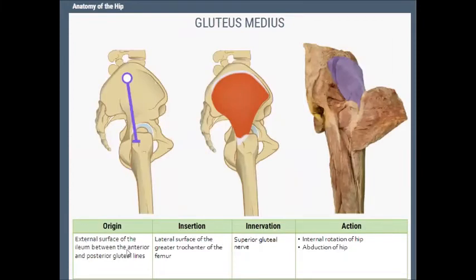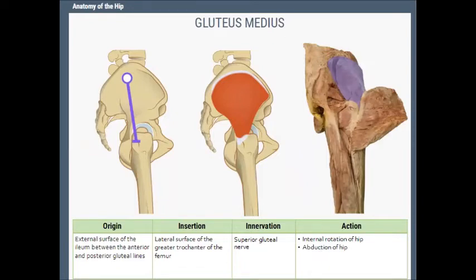Next one is gluteus medius. Origin is the external surface of the ilium between the anterior and posterior gluteal lines. The lateral surface of the greater trochanter of the femur is where the insertion is going to happen. Superior gluteal nerve. Remember, the maximus goes from the inferior gluteal nerve, and the medius will be from the superior gluteal nerve. It helps in internal rotation of the hip and abduction of the hip. This colored one is the gluteus medius.